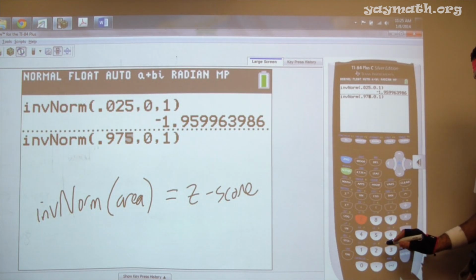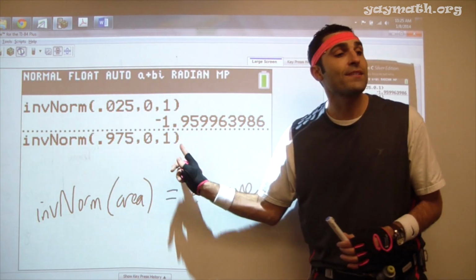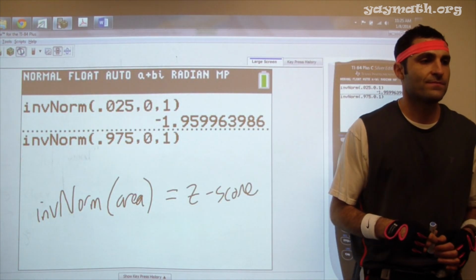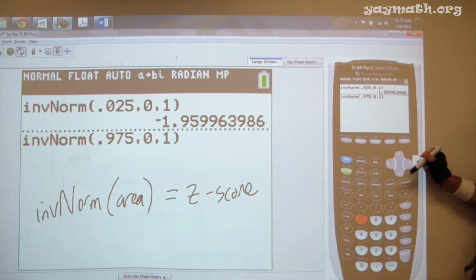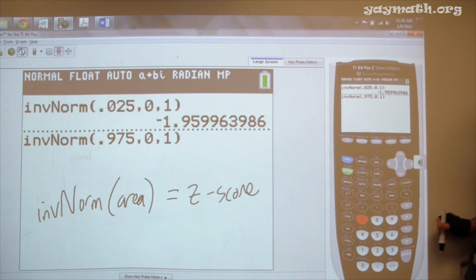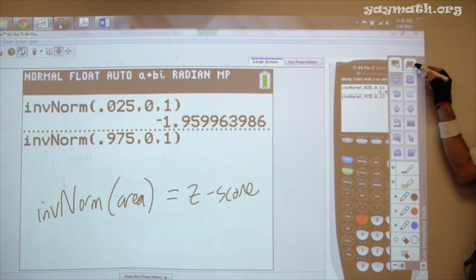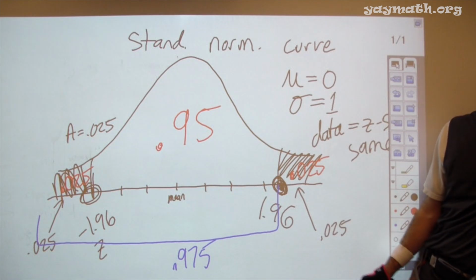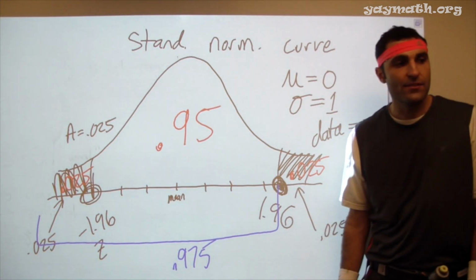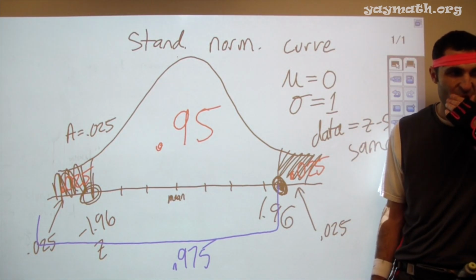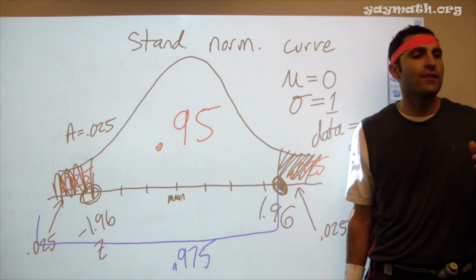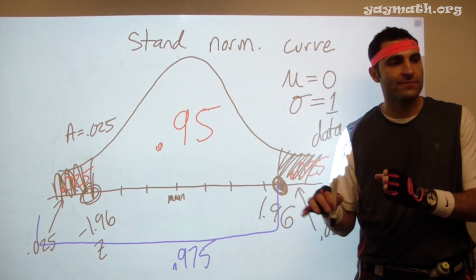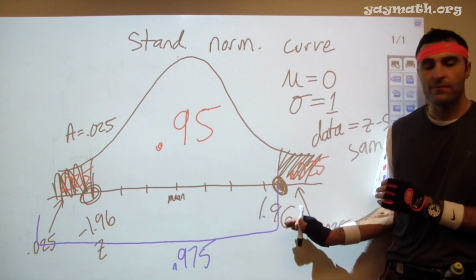What do we expect this to be? What's the z-score associated with this? 1.96. It's 1.96. Do you know why? But what are we doing differently? We already knew that. We're proving how to get it in the calculator.